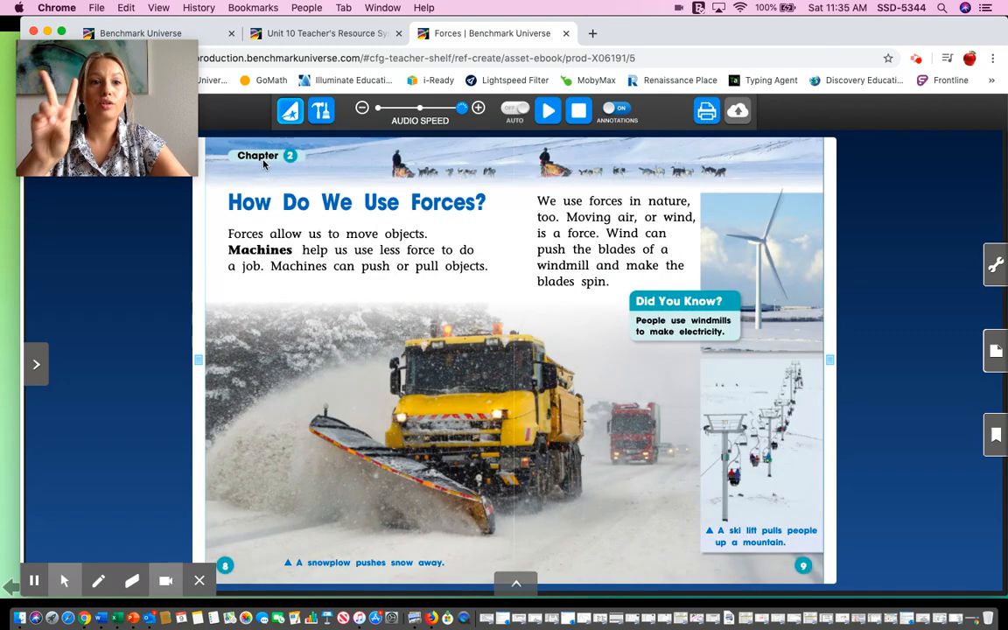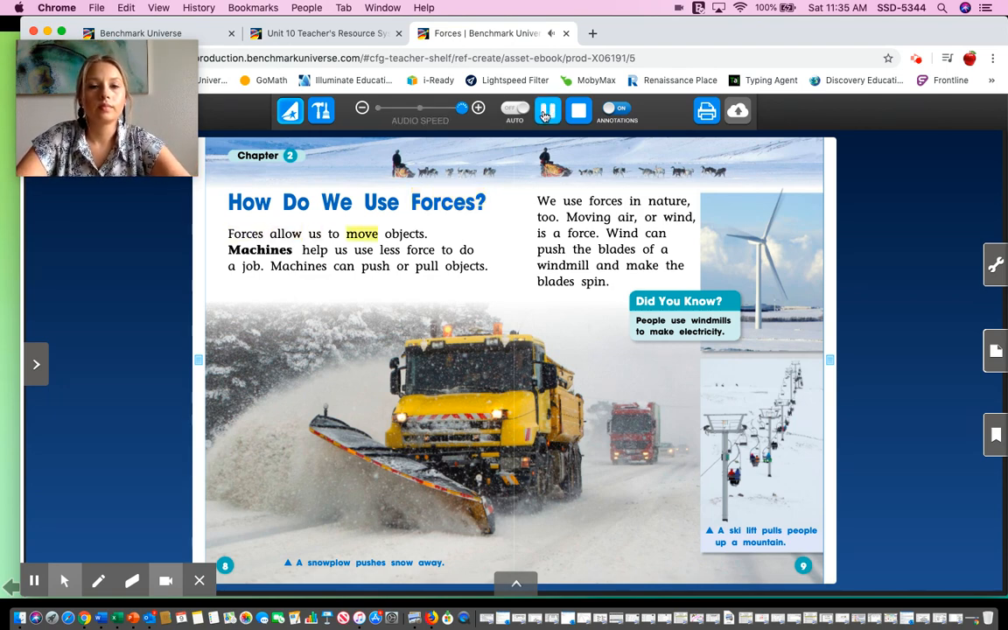Okay, now we're in chapter 2, which means we're the second chapter. Chapter 2. How do we use forces? And that is the title. How do we use forces? Now we're going to read all about how we use forces that push and pull.